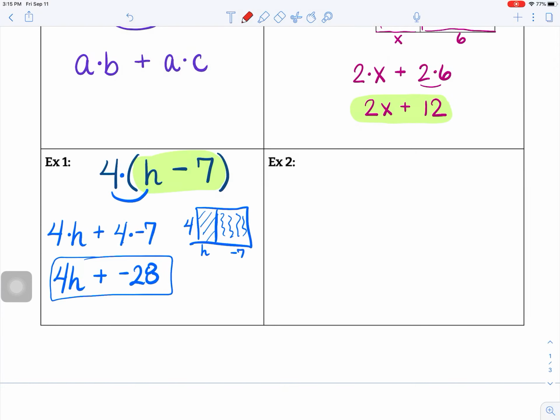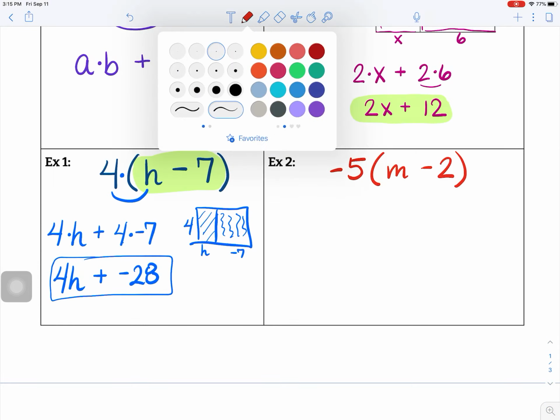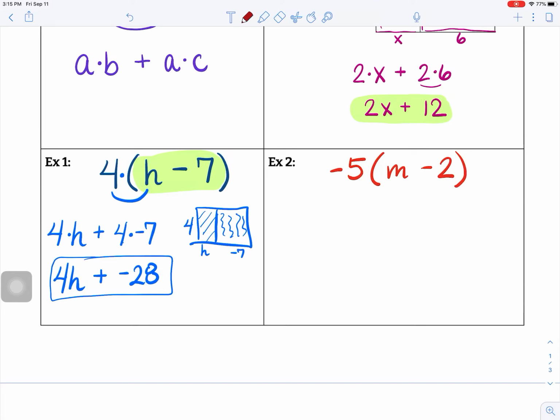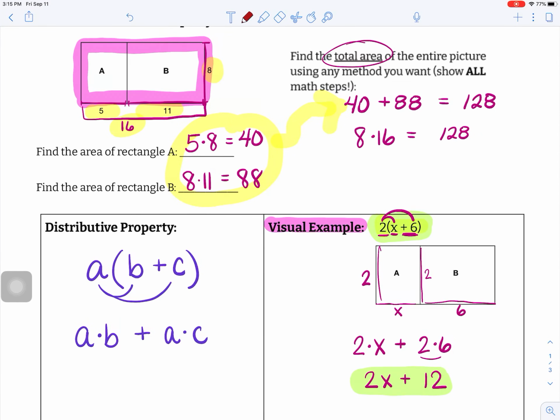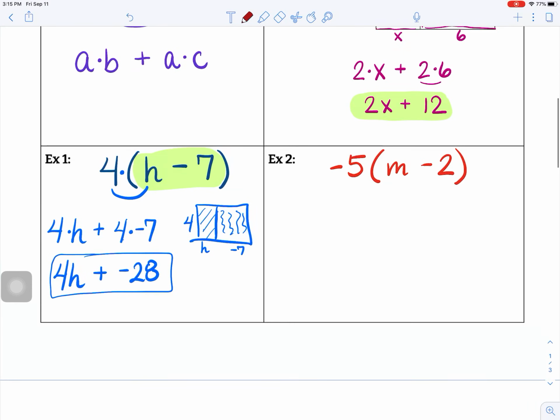Let's look at one more example. So I want you to write negative 5 times m minus 2. Things start to get really weird in algebra because, unlike our really beautiful example with all the numbers up here, we've got negatives, and negatives make things complicated and a little bit harder to visualize. But I still want you to be visualizing what's happening here. So negative 5 is going to be the height up there. We've got an m, and we have a negative 2.